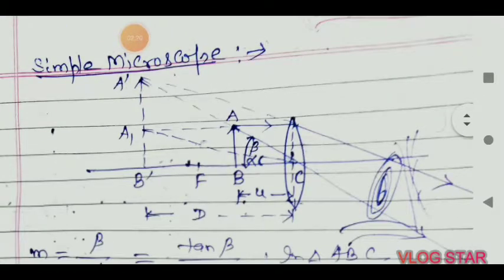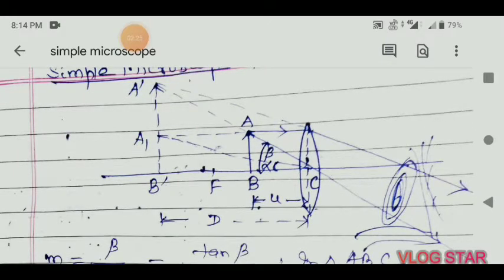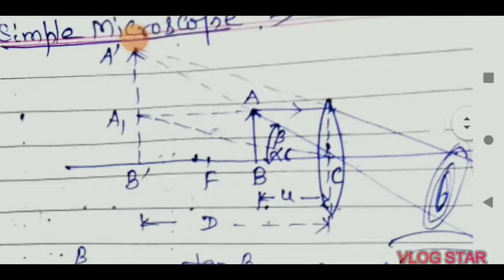So here in the simple microscope we see this arrangement. Object AB is placed between C and F, very close to F, so it will form a virtual erect image. A dash B dash is the virtual erect image of the object AB. This image will form at the least distance of distinct vision, that is 25 centimeters, and our eye is very close to the lens.